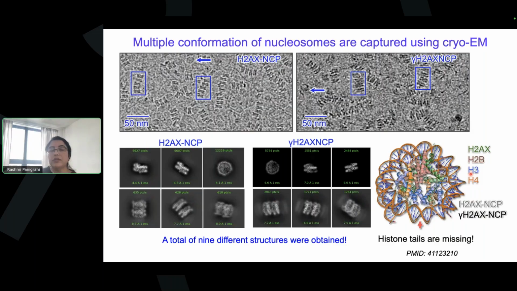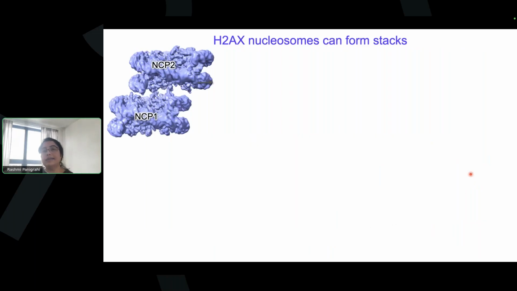Now, in total, we solved 9 different structures. 5 of them were different versions of mononucleosomes, and 4 of them were different versions of stacked nucleosomes. And the highlight of this work is the stacked nucleosomes, and that has never been reported before in the way we have done the experiments. So in the interest of time, I will only go over 2 kinds of stacked nucleosomes out of 4.